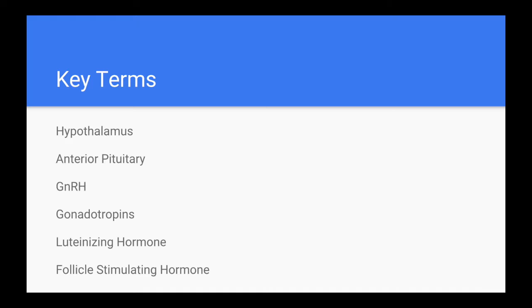GnRH is sent by the hypothalamus to the anterior pituitary, where it causes the anterior pituitary to release the gonadotropins, which are FSH and LH. Gonado what? Gonadotropins. The gonadotropins are follicle stimulating hormone and luteinizing hormone.